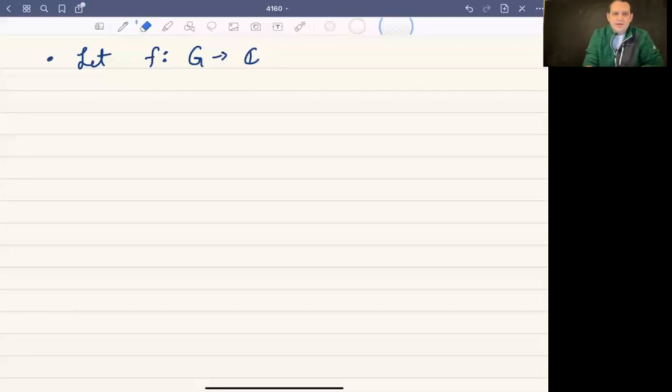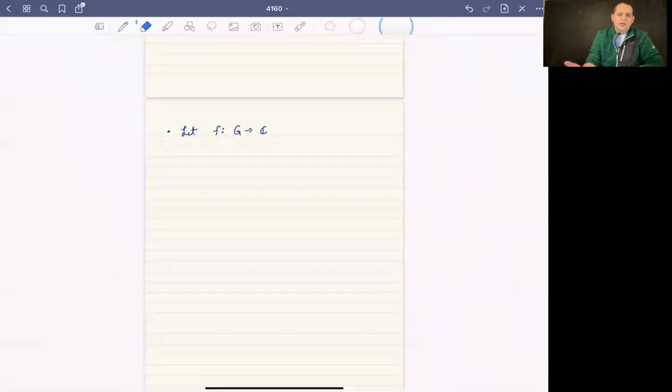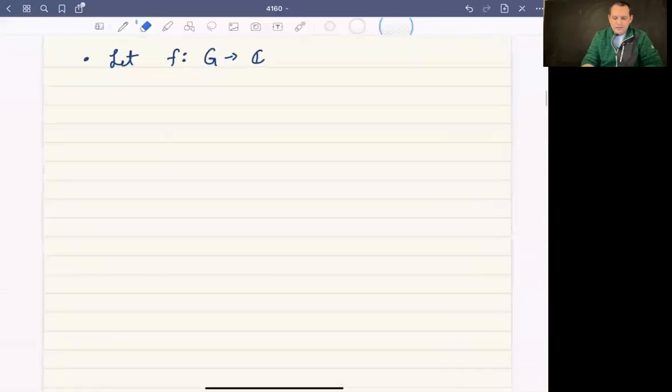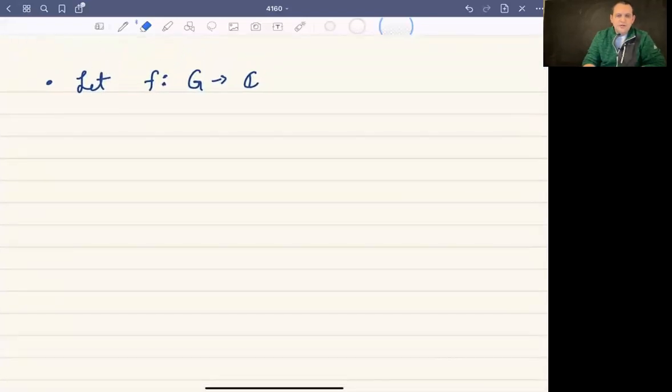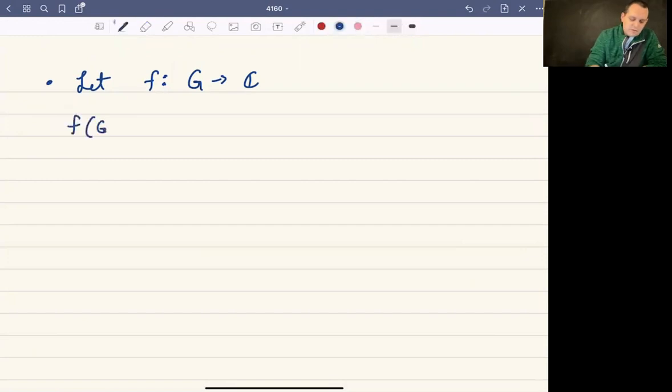In this video, we're going to talk about the composition of two functions and what that has to do with limits. So what I want to do first is talk about the image of a function. Let f be a function from G to C. The image or the range of a function, so whenever you hear the word range of a function, this is what they mean, is the set of all the values f of z, where z is in the domain G. So this is called the range of the function f.